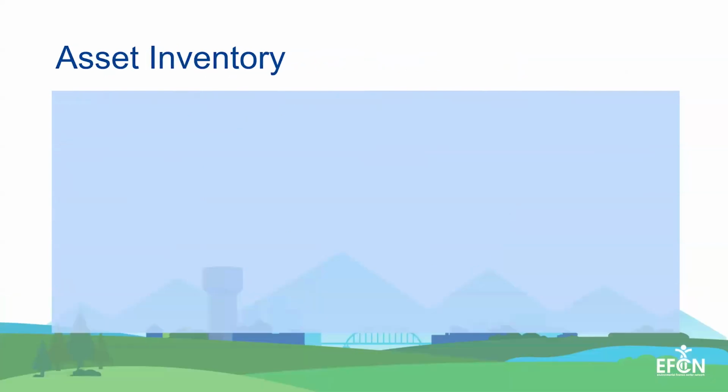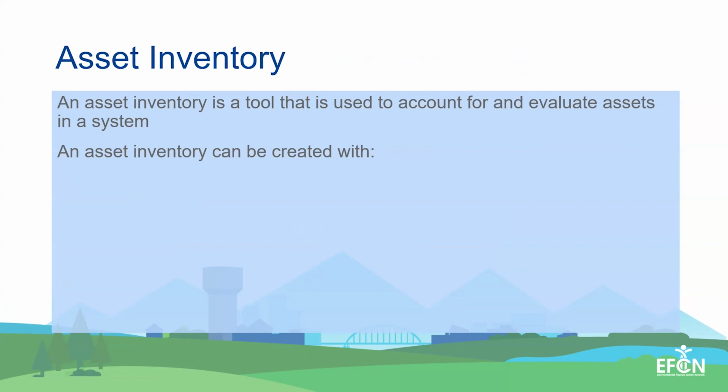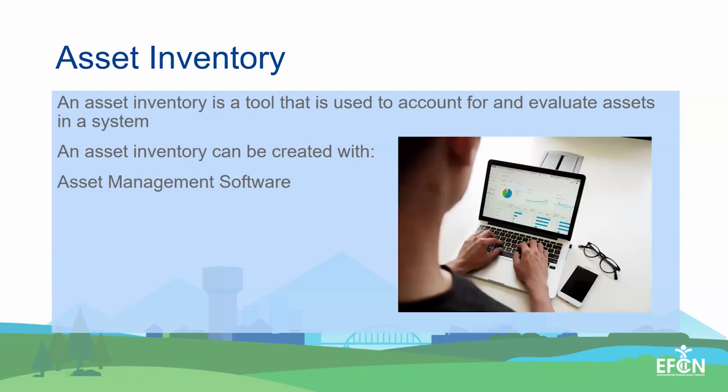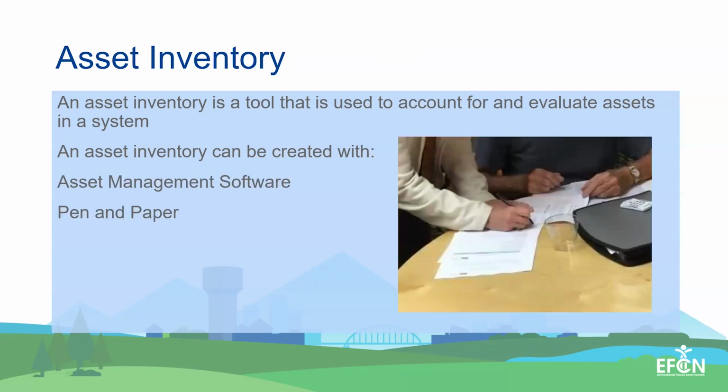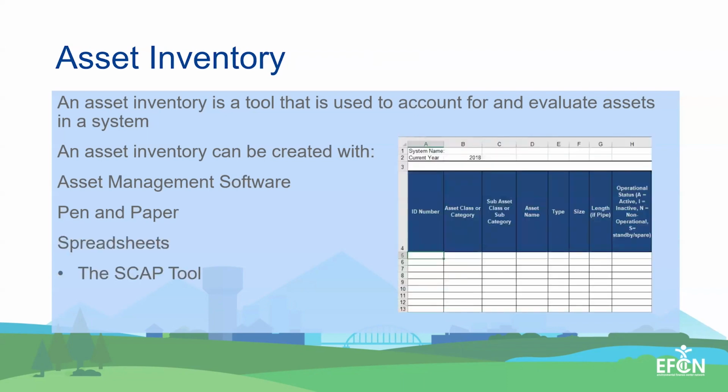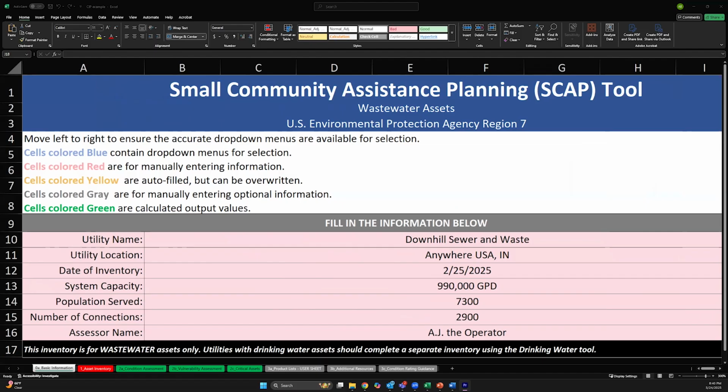We will begin by discussing how to create an asset inventory. An asset inventory is important because it allows you to make sure each asset that makes up your system is accounted for and allows you to evaluate each asset individually. There are a few ways to go about creating an asset inventory, such as specialized computer programs or paper records. But for small systems, we recommend using a simple spreadsheet, such as this small community assistance planning tool, which we will refer to as the SCAP tool for short.